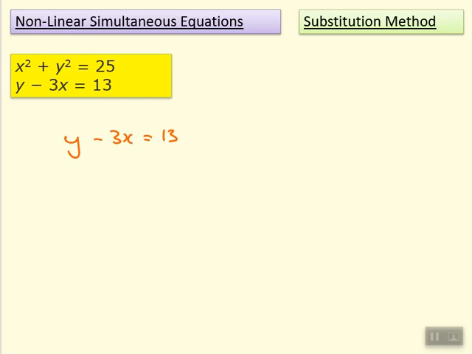Sometimes it's unavoidable. You can't get the letter on its own. It's not possible without division, so there's some annoying fractions. Then you're just going to have to do it with a fraction. But here, I'm going to get the y on its own because it's the easiest one.